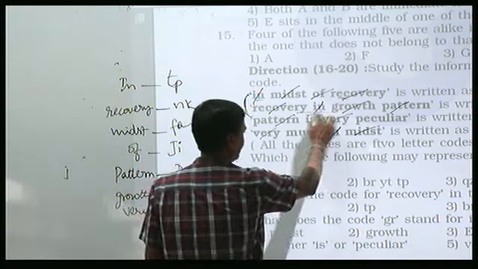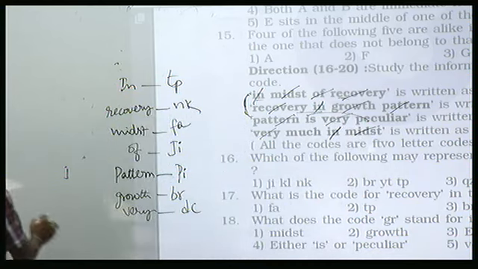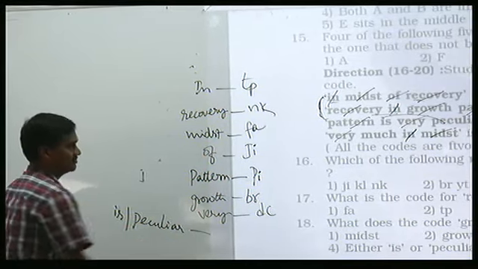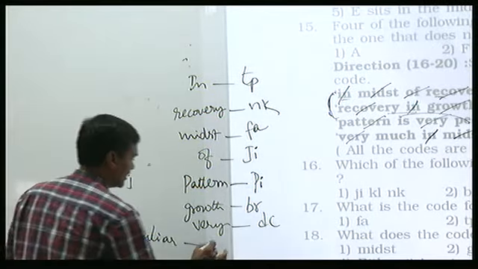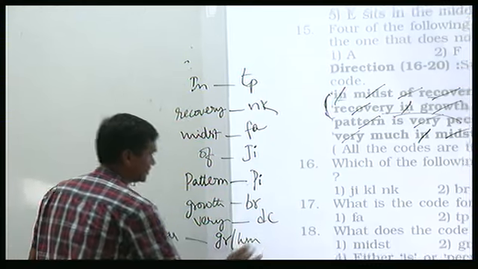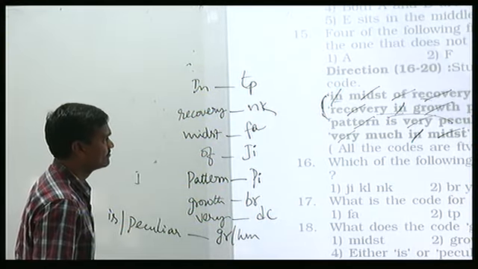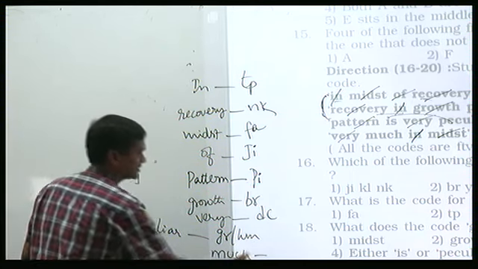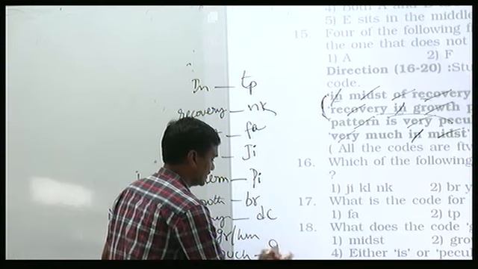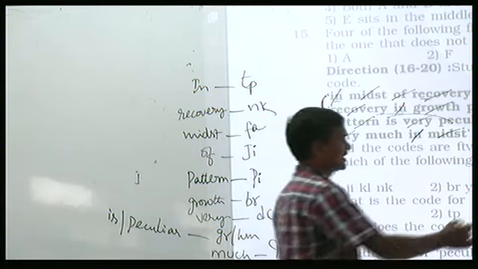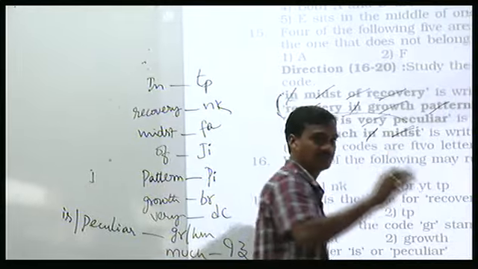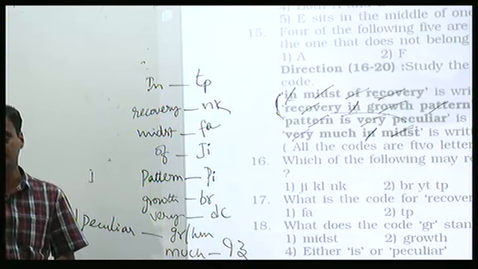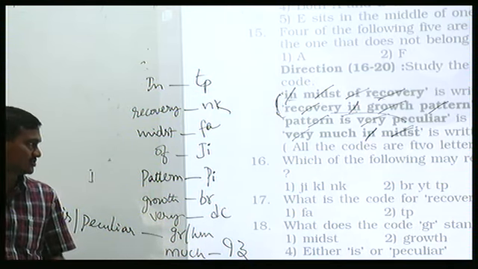And in this one, is and peculiar are left over. What is the code given to these two? It could be either GR or HM. And in this one, only much is left over, isn't it? What is the code given to this much? Much is QJ. Hence, while solving this one, please cancel the code and the word which are completed, or else you will get confused which word is left over and which code is left over. Clear now? And this is about 16 to 20.